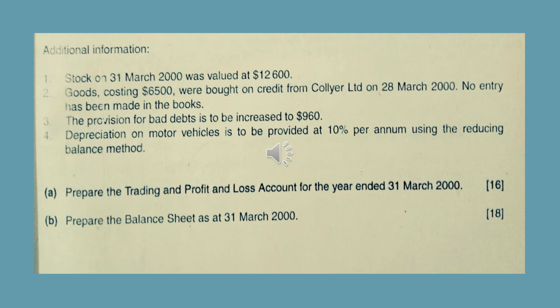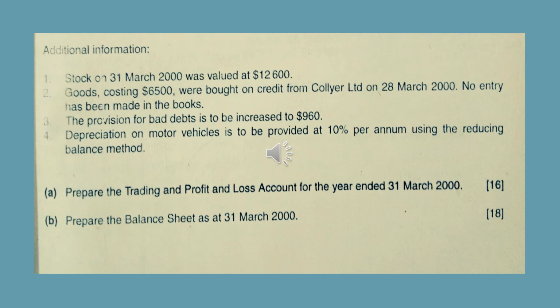Point 2, goods costing 6,500 were bought on credit from Collier Limited on 28 March 2000. No entry has been made in the books. Before the end of the year, about 3 days before the year ended, goods costing 6,500 were bought on credit. So this is a sales on credit and no entry has been made. That means accounts receivables will be increased by 6,500 and sales will be credited. That is, sales will be increased by 6,500. Accounts receivable debit, sales credit.